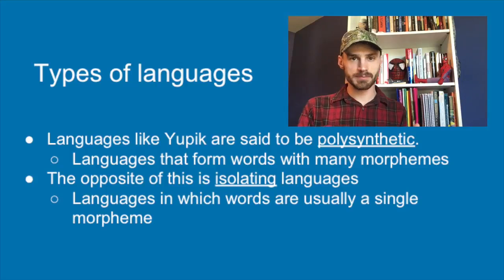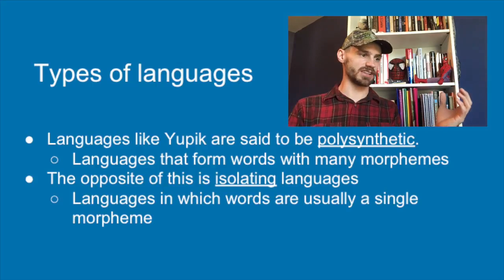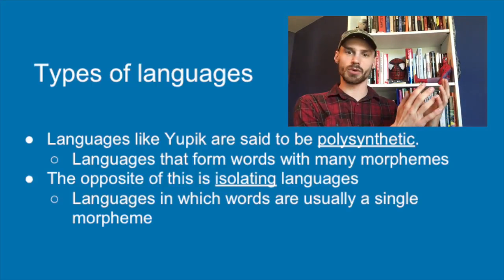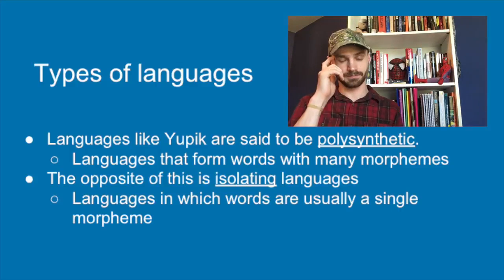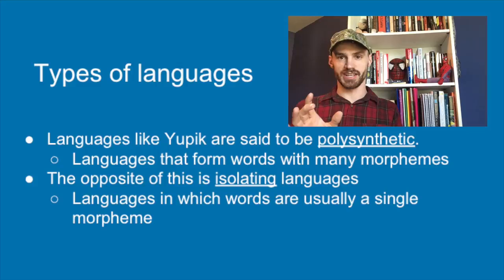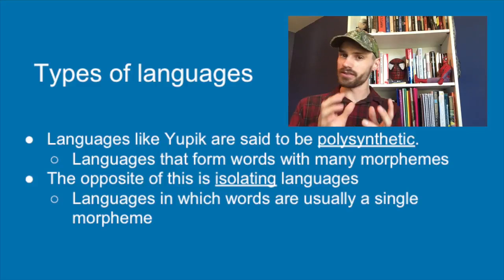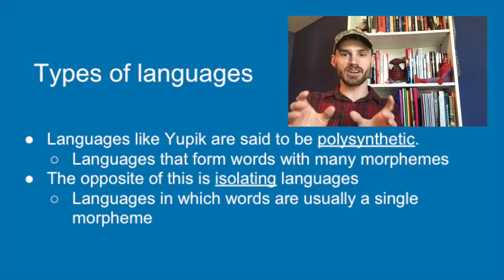Now, there's a spectrum of how languages can be, ranging from Yupik on one side that just puts all the morphemes into one word, and on the other side we have isolating languages, which is closer to what English is, where we can't include all of these morphemes into single words. Each morpheme has to stand all the way on its own.